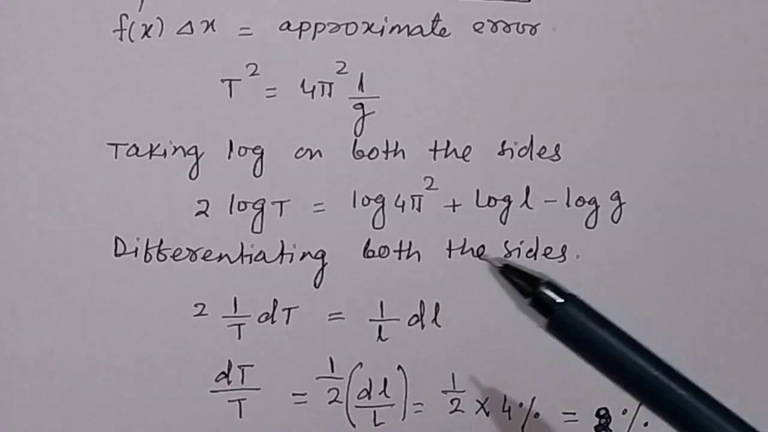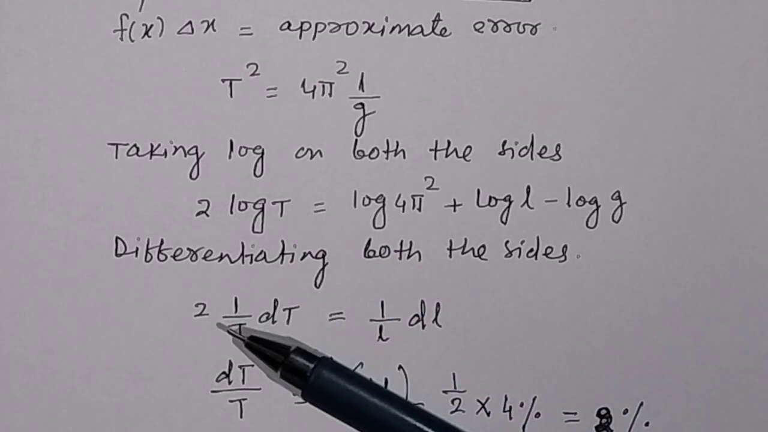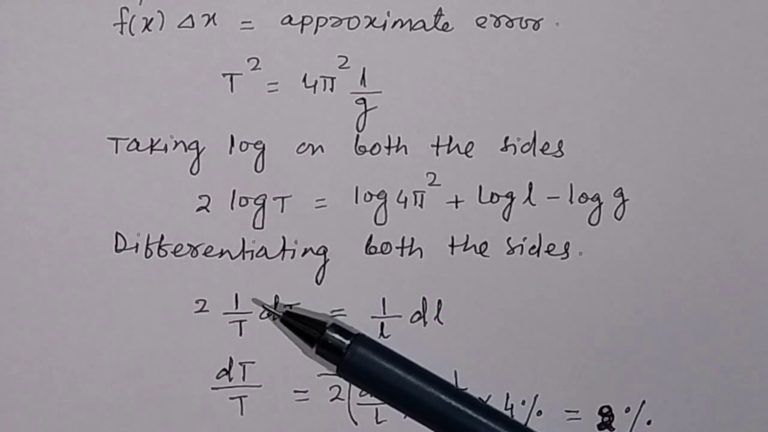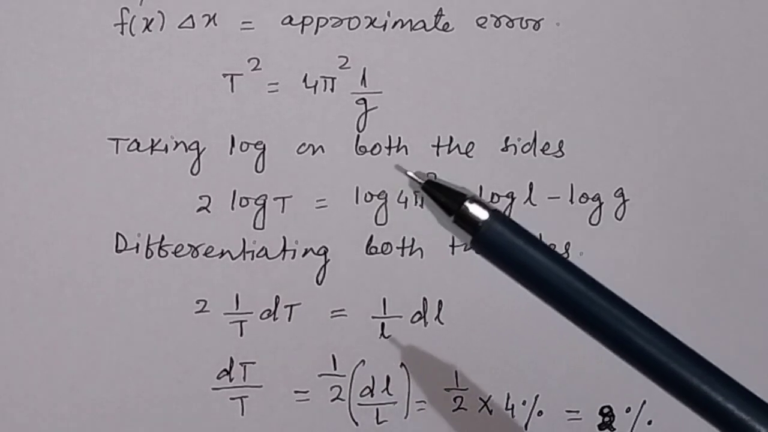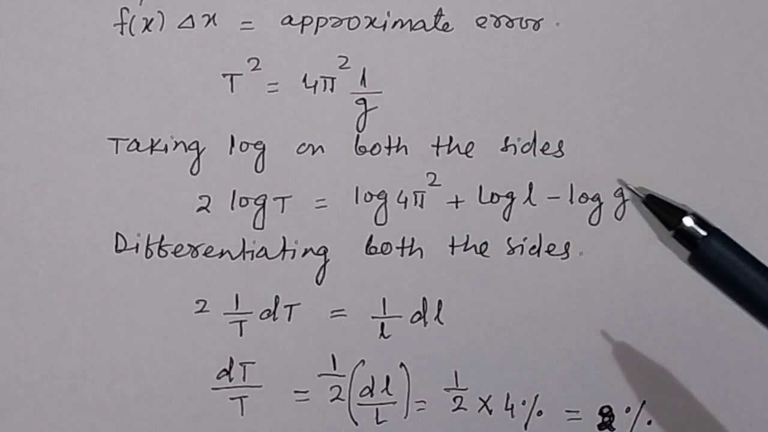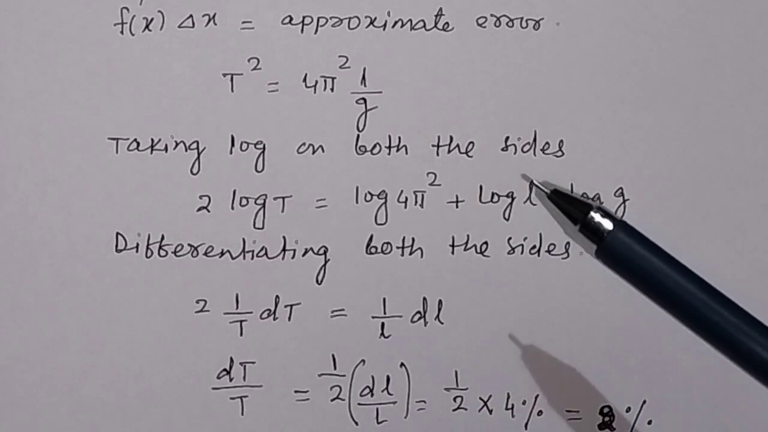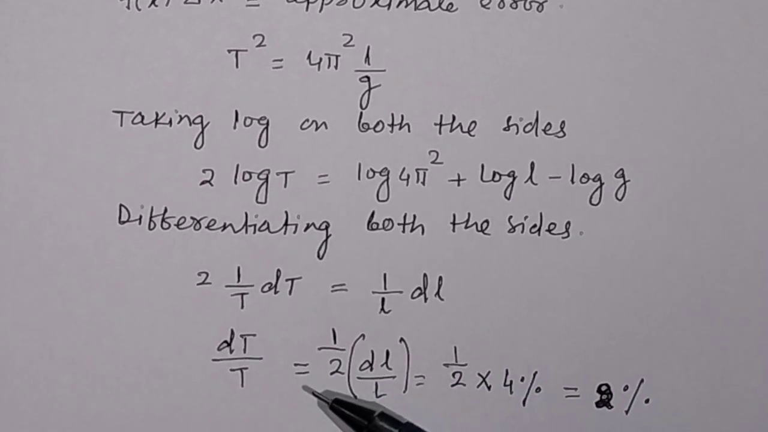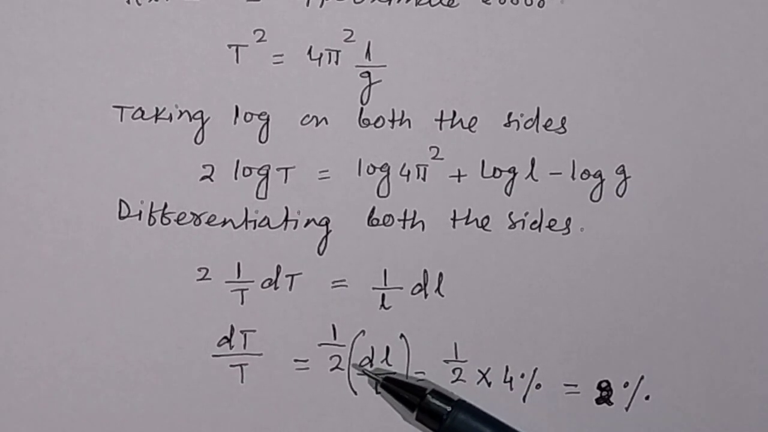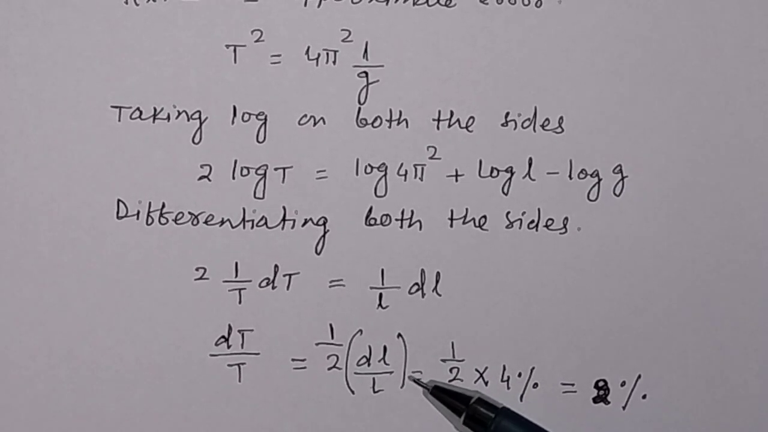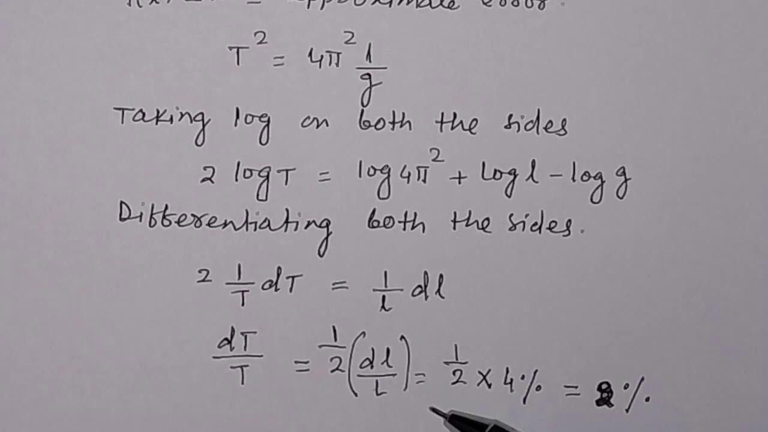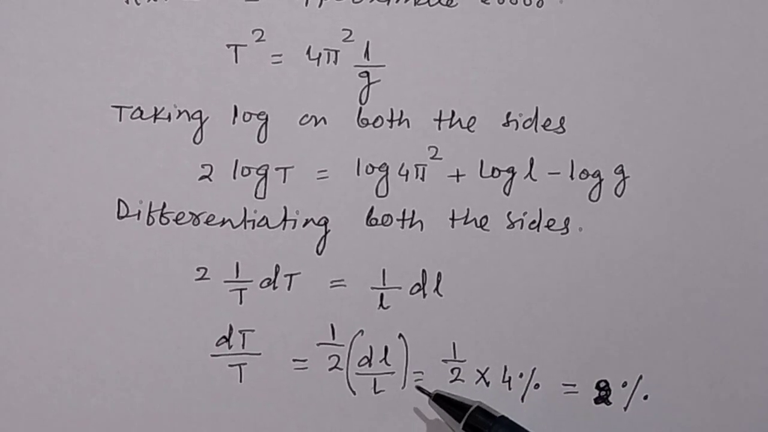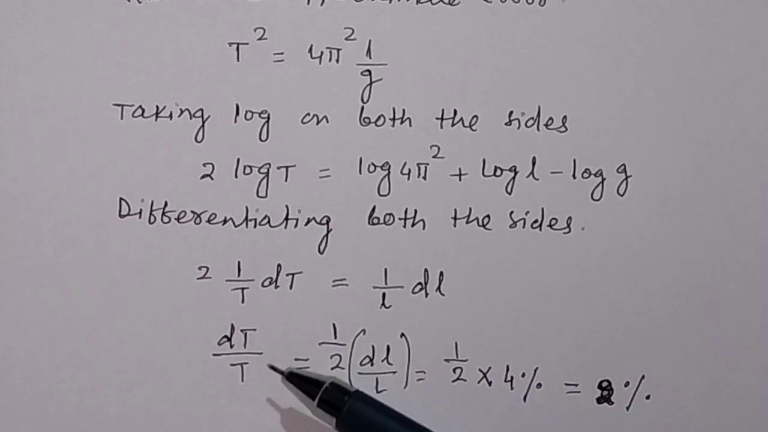And if you differentiate both the sides, then this side will be equal to 2 into the derivative of the logarithm function, which is 1 by t dt, and for this the derivative will be equal to 0, for this the derivative will be equal to 0, and the derivative of log L will be equal to 1 by L dl. So dt by t will be equal to, if you take the 2 to this side, 1 by 2 dl by L. But it is given that the error of the value of L is 4%. So dl by L is equal to the given 4%, and we have to find out the error in the time period, that is dt by t.